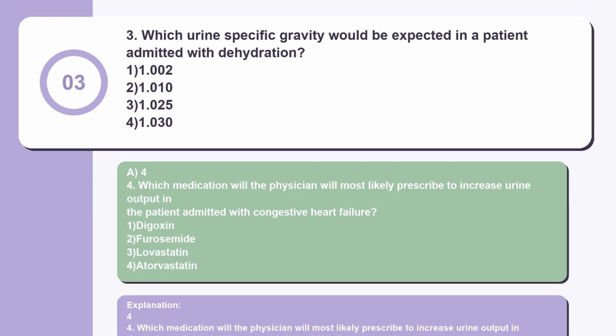4. Which medication will the physician most likely prescribe to increase urine output in the patient admitted with congestive heart failure? 1. Digoxin. 2. Furosemide. 3. Lovastatin. 4. Atorvastatin.